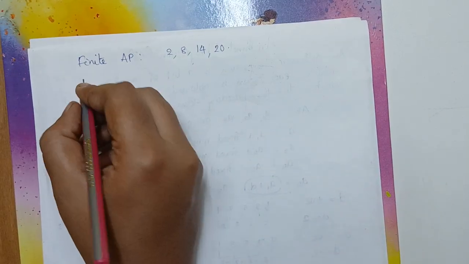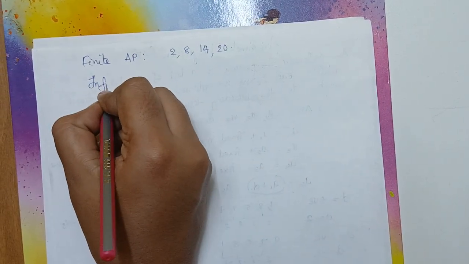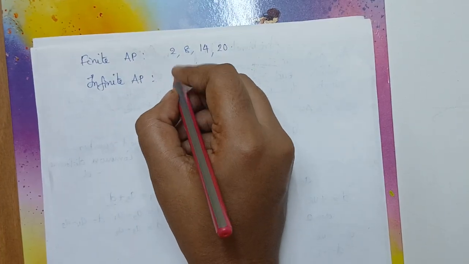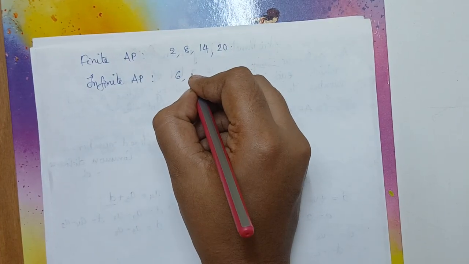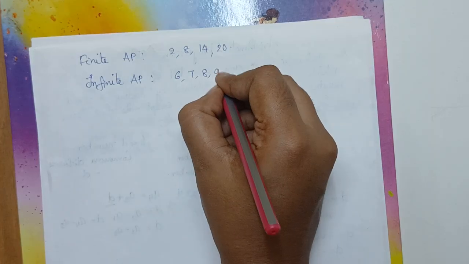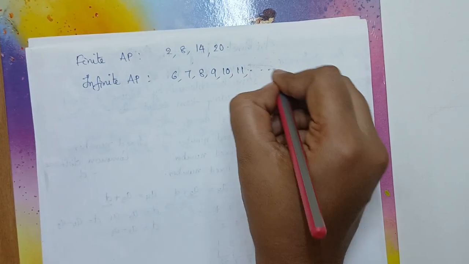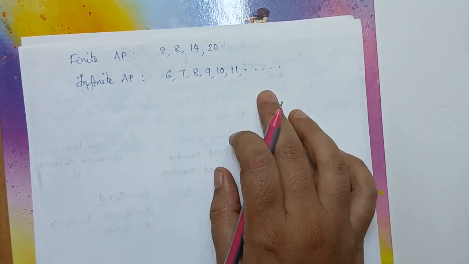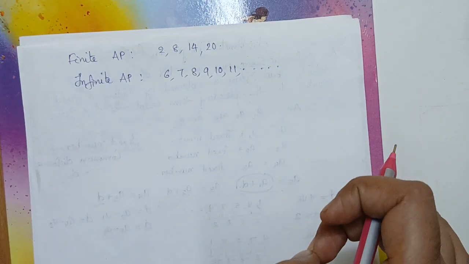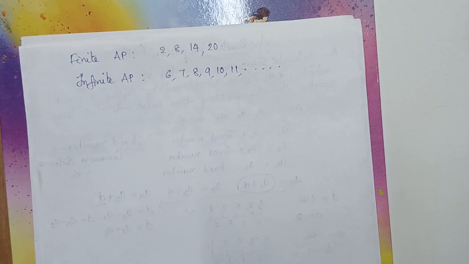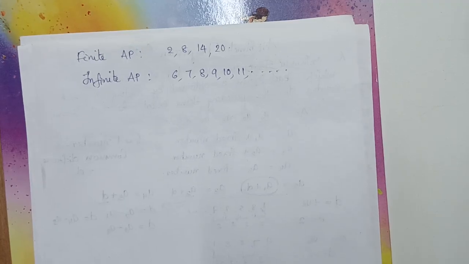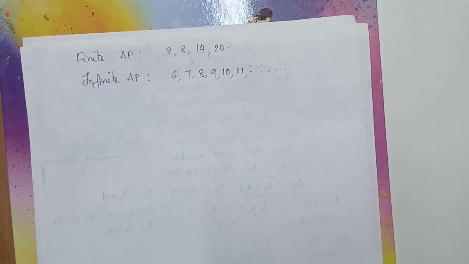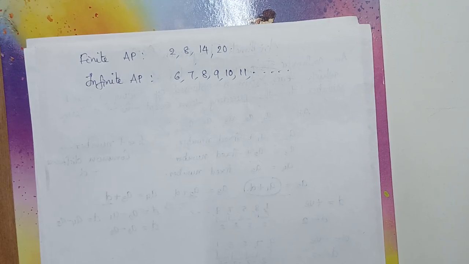Okay, so an example of an infinite AP will be like 6, 7, 8, 9, 10, 11, etc. Here can we tell that this particular AP has this many number of terms? No, because it is going infinitely. We cannot tell how many terms are there in this particular AP. So this type of AP is known as an infinite AP.